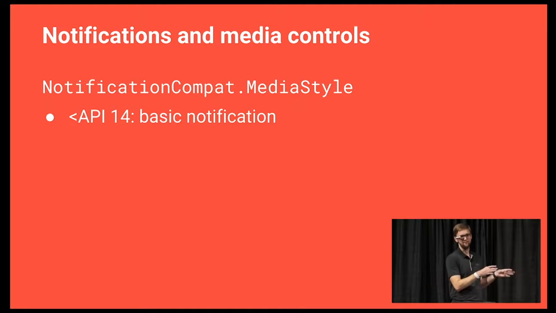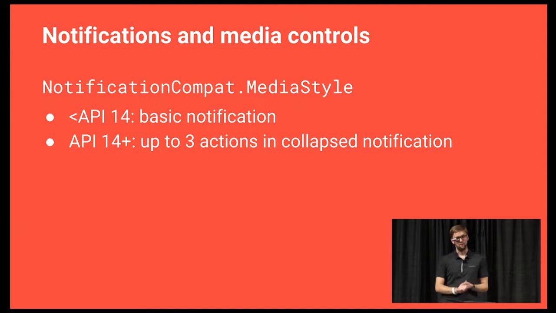On less than API 14, in fact, you couldn't add any buttons to a notification. There was a time when a notification was just a single tap target. I know, it's like years ago, right? But we still support it here. You'll get just a basic notification that allows someone to click into your app. Starting in API 14, you can actually have buttons. So we support buttons in that single line state. You can have up to 3 buttons right there in the notification.